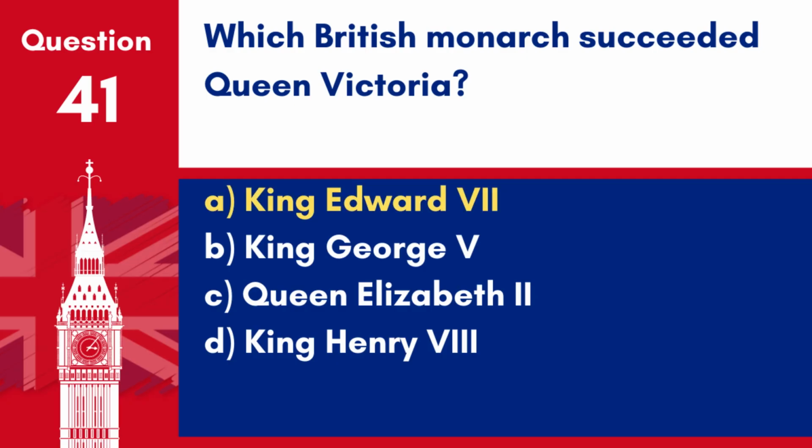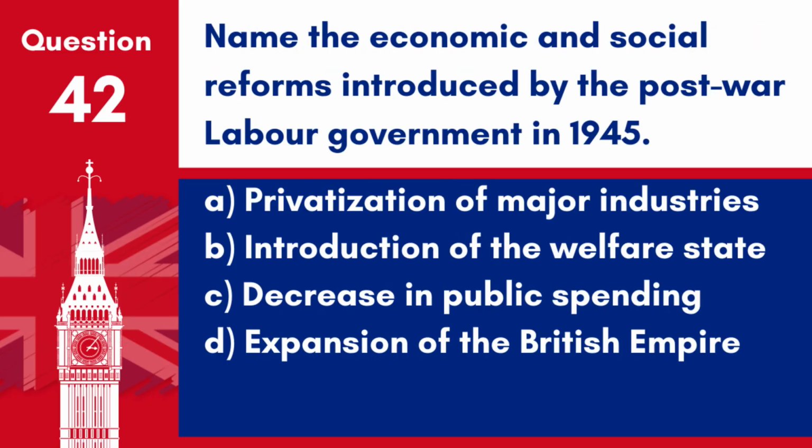Answer: A. King Edward VII. King Edward VII succeeded Queen Victoria, his mother, marking the beginning of the Edwardian era after Victoria's long reign. Question 42. Name the economic and social reforms introduced by the post-war Labour government in 1945. A. Privatisation of major industries. B. Introduction of the welfare state. C. Decrease in public spending. D. Expansion of the British Empire.